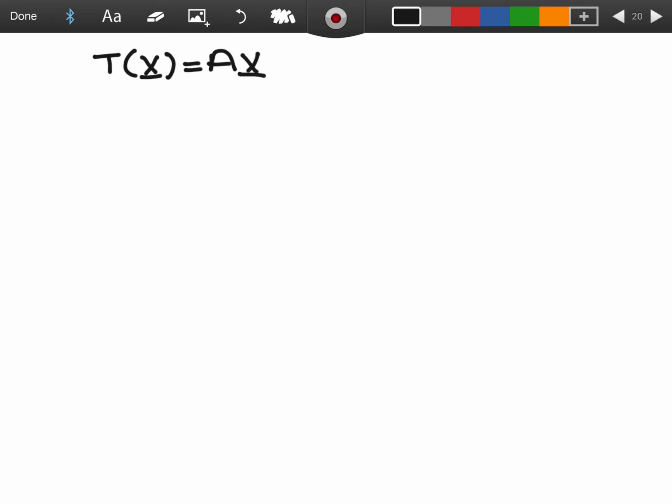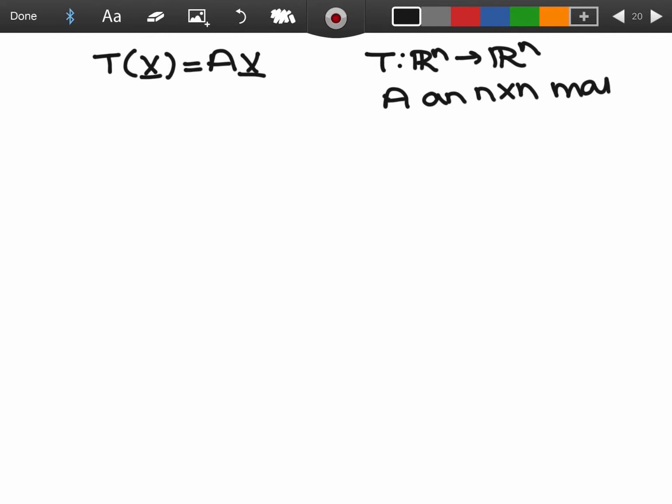Okay, and if we are going in this case from Rn straight to Rn, so we're keeping within the same space, that would make A an n by n matrix. Okay, if you're mapping to Rm, then it would be an m by n, but right now we're just going to keep within Rn. Okay, that makes A a square matrix.